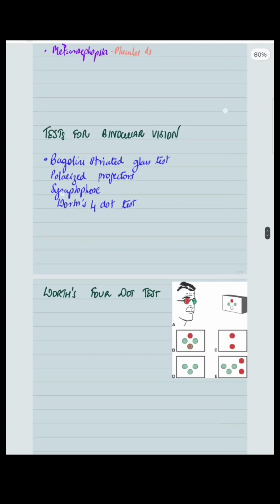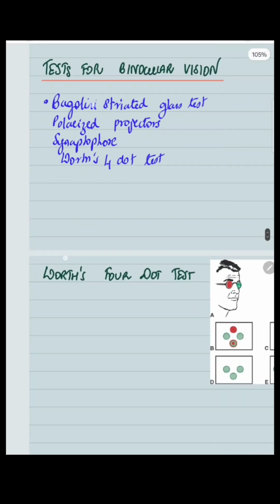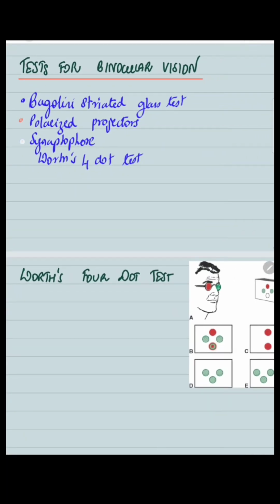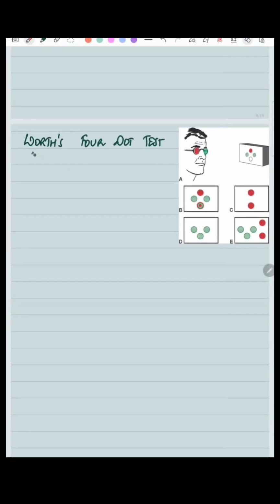Then next is tests for binocular vision. For binocular vision, the Bagolini striated glass test is there. Polarized projectors, synoptophore and Worth 4 dot test are there. In the Worth 4 dot test, in normal binocular single vision and abnormal retinal correspondence, we will see 4 lights. In case of right suppression, then 3 green lights will be seen, and in left suppression 2 red lights will be seen. In case of diplopia, 5 lights will be seen, that is 2 red and 3 green. That is the Worth 4 dot test.